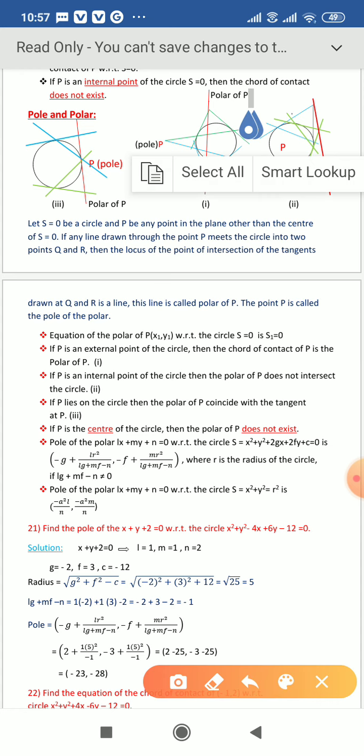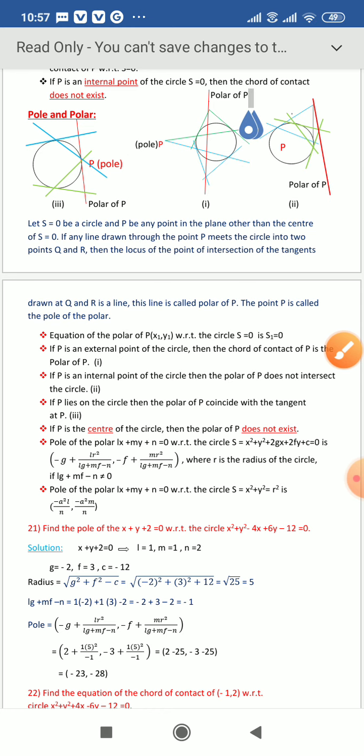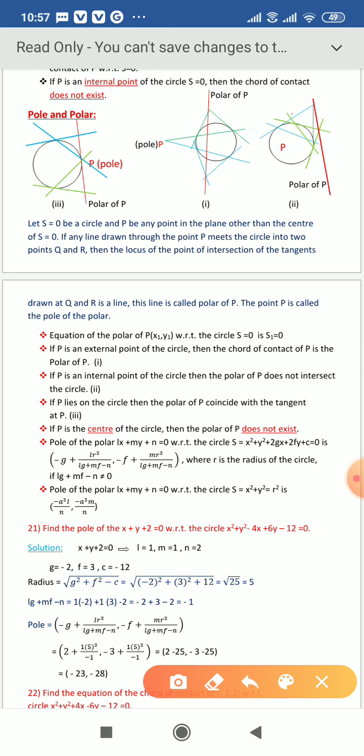This is the line joining the points of intersection. This is the polar of P with respect to the circle S = 0. So if you observe this diagram, here P is an internal point of the circle.